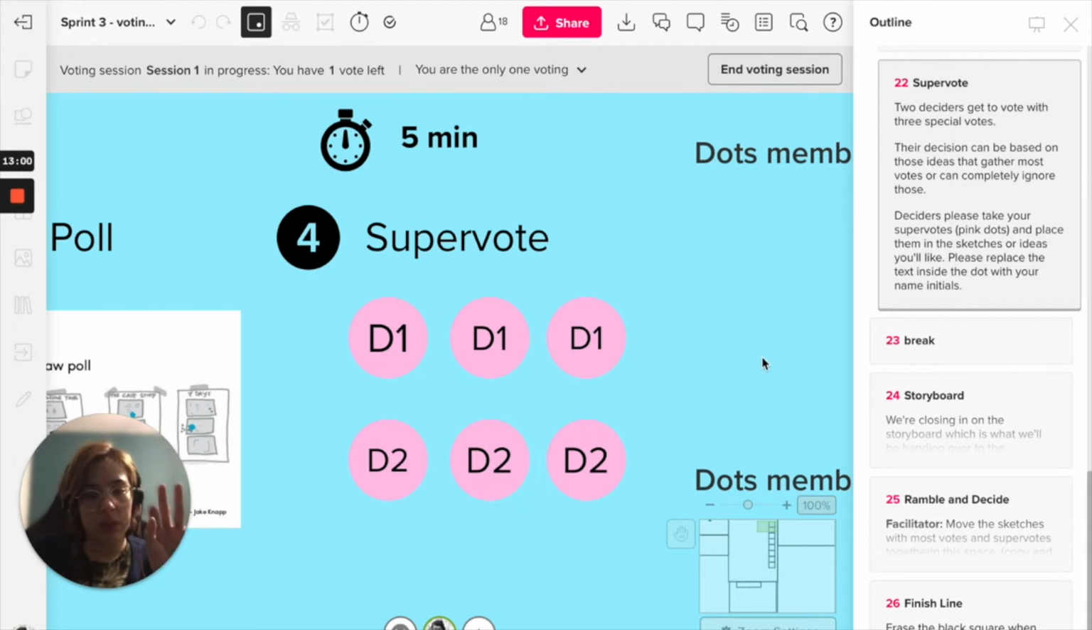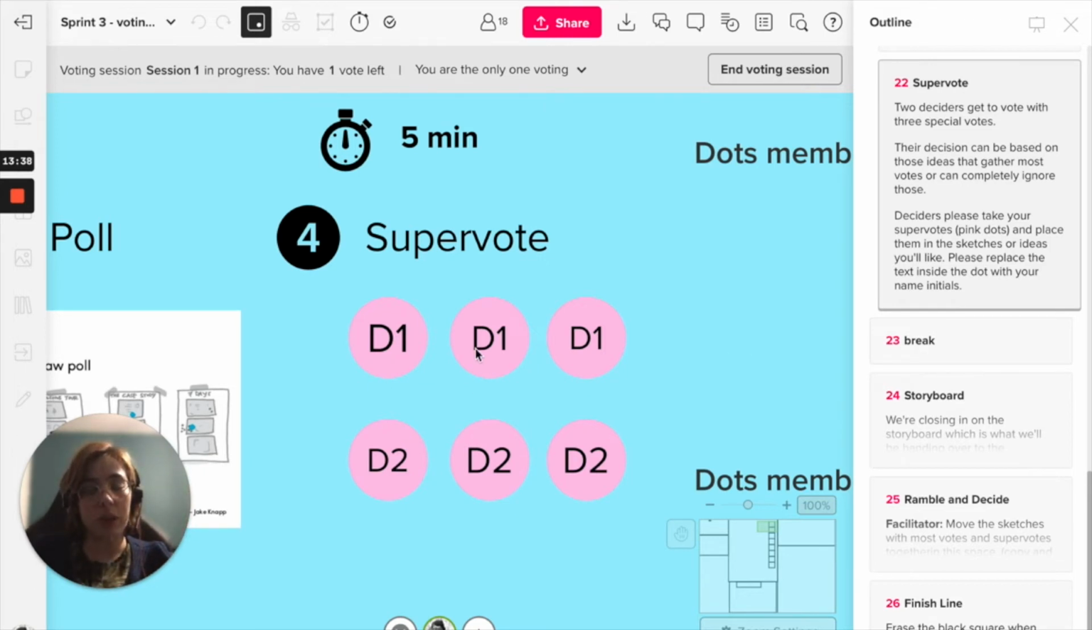Their decision is completely independent. Either they can decide to take into consideration everyone else's opinion, so, for example, base their vote on the ideas that gathered most of the votes in the activities before, or they can completely ignore that and decide on their own for the ideas that have the most potential. So these two deciders get to place their super votes on the ideas.